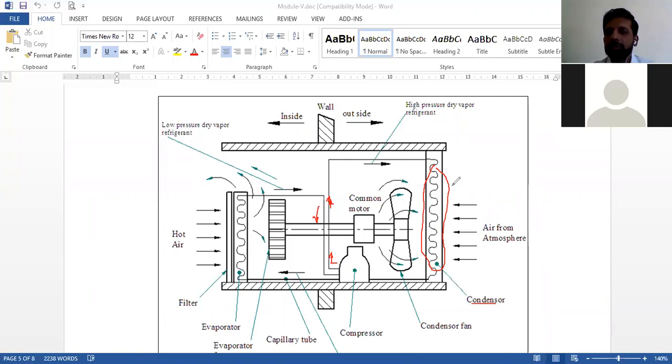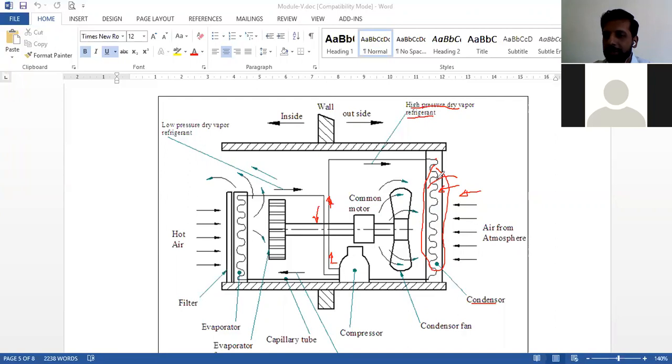In the condenser region, what is happening? This condenser region is exposed to the outside atmosphere. Inside these tubes, the dry refrigerant is going to pass. So you can see here high pressure dry vapor refrigerant. That means the high pressure gaseous phase of the refrigerant is going to flow inside this tube, and air present in the atmosphere is going to pass over these tubes. So heat exchange takes place from the refrigerant to the atmospheric air.